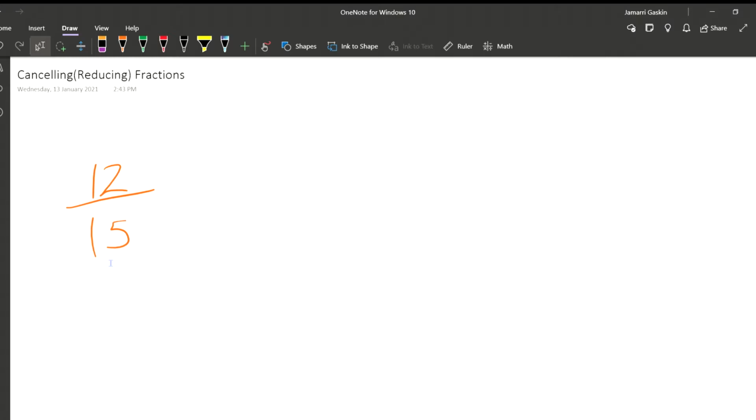A way to do that is to simply write out the factors for both 12 and 15, find what is common, find the highest common factor, and then divide both 12 and 15 by that number. And our answer will be our fraction in its lowest term. Let me show you how it works. So we have 12 over 15. Let's find the factors for both of them. So the factors for 12 and the factors for 15.